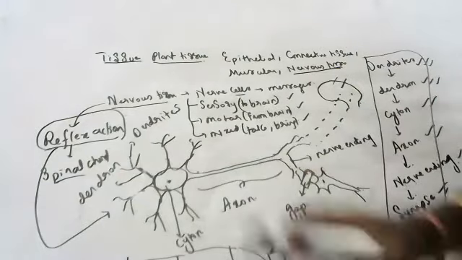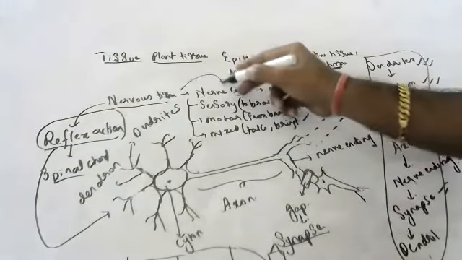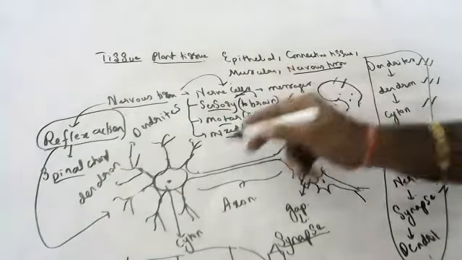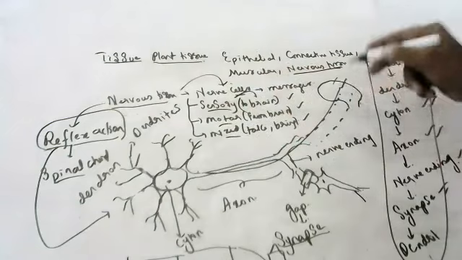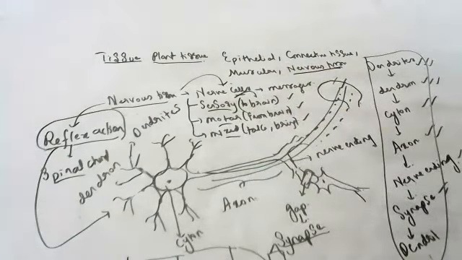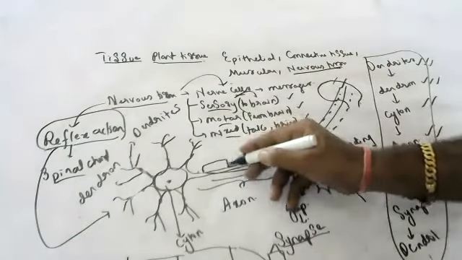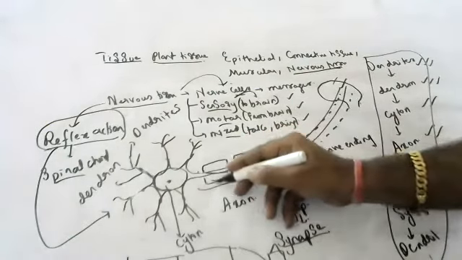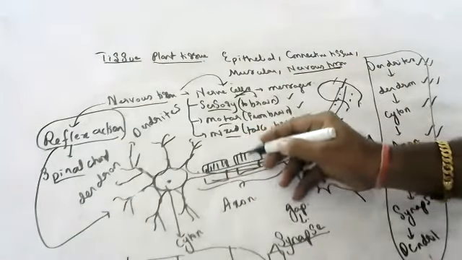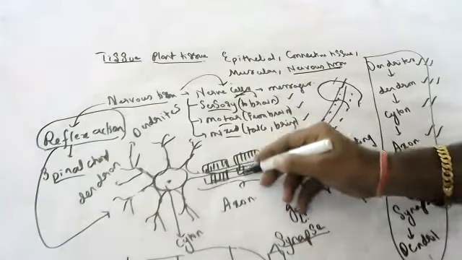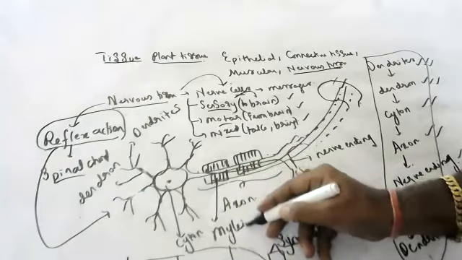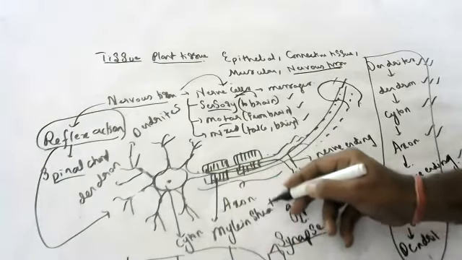Okay, children, so this is nervous tissue. Nervous tissue is made up of nerve cells. There are three types of nerve cells: sensory, motor, and mixed. Sensory will take messages to the brain. Motor will bring messages from the brain. Mixed does both functions. And sometimes the axon will have a covering, like this. The coverings of axons are called myelin sheath.